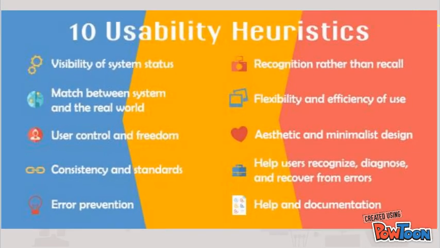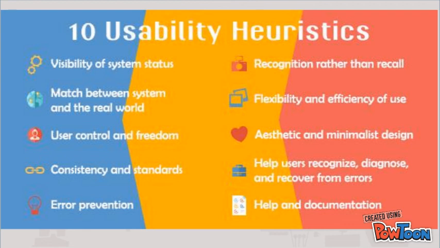In conclusion, we talked about the 10 usability heuristics set by Jakob Nielsen. Number 1. Visibility of system status. Number 2. Match between system and the real world. Number 3. User control and freedom. Number 4. Consistency and standards. Number 5. Error prevention. Number 6. Recognition rather than recall. Number 7. Flexibility and efficiency of use. Number 8. Aesthetic and minimalist design. Number 9. Help users recognize, diagnose, and recover from errors. Number 10. Help and documentation.